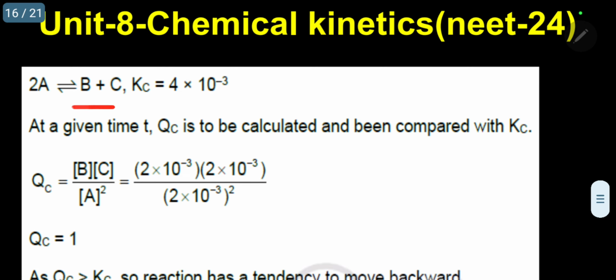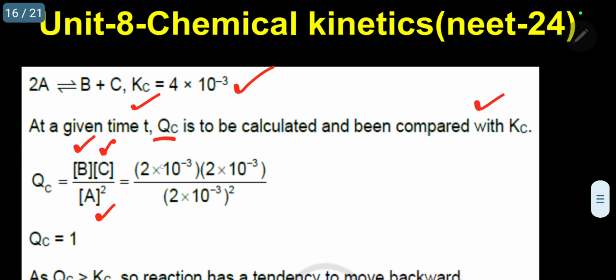So 2A equal to B plus C product, Kc, these values are given in the problem. At a given time t, we are introducing a new term Qc. At any time, Qc is being calculated and being compared with Kc. What is Qc? B into C by A square, at any time.